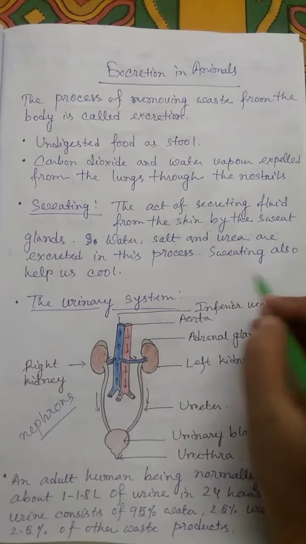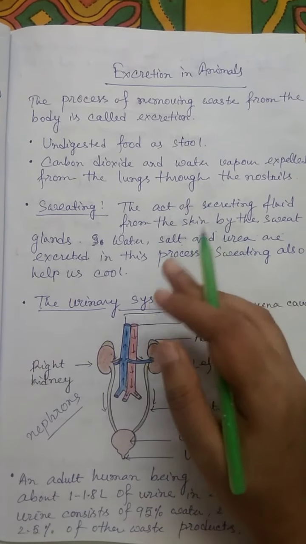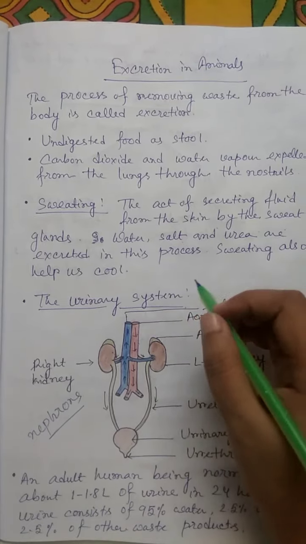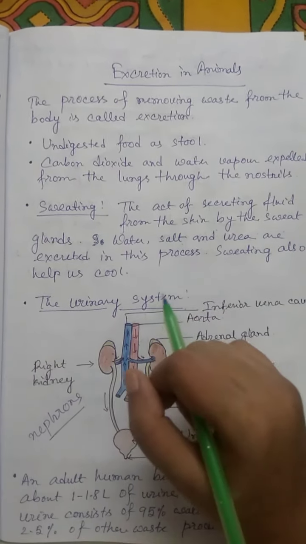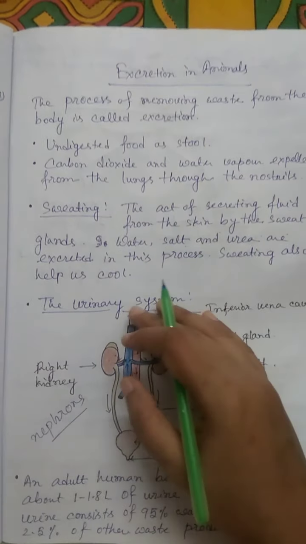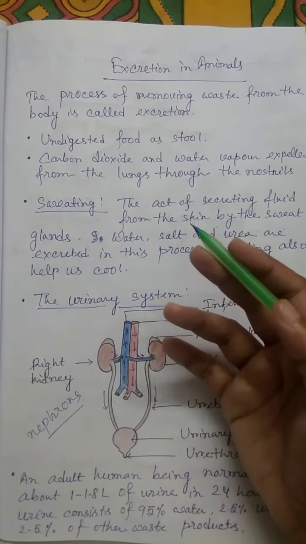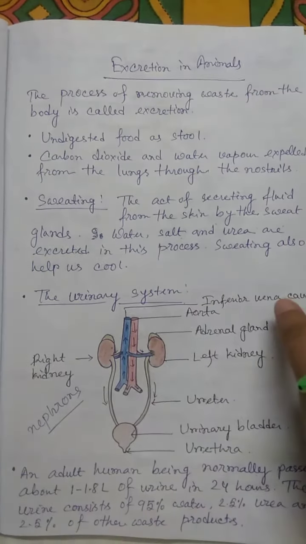Now, sweating also helps us to cool. As we sweat, our skin gets moist, and when the water gets evaporated, the water takes heat from the skin, and thus the skin becomes cooler. So by sweating, the human body can also cool down itself.